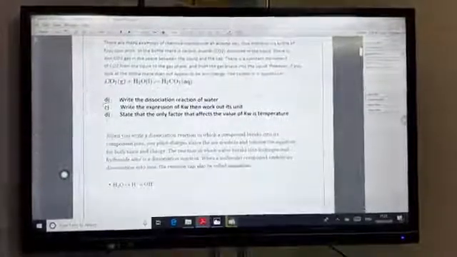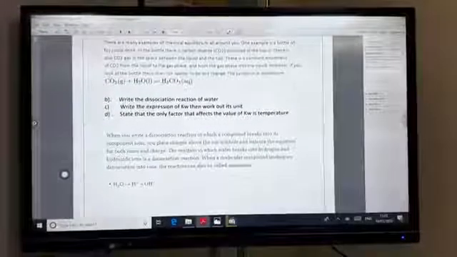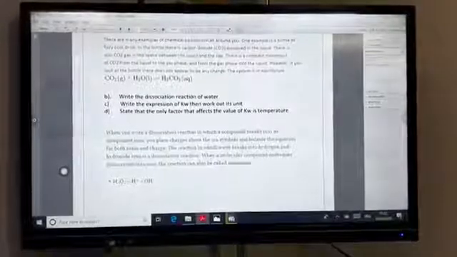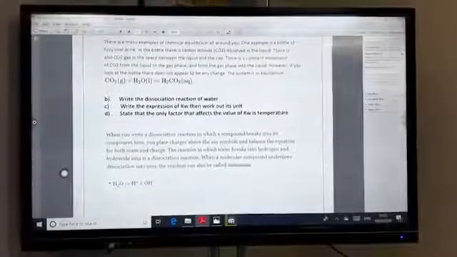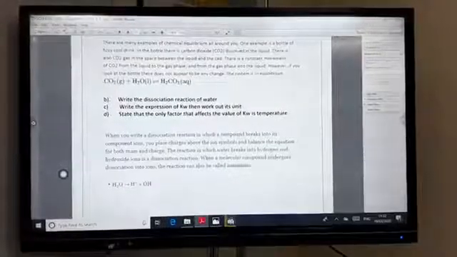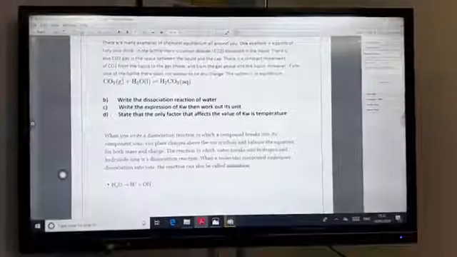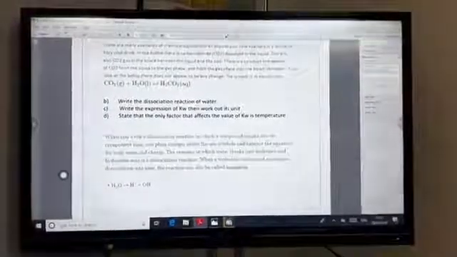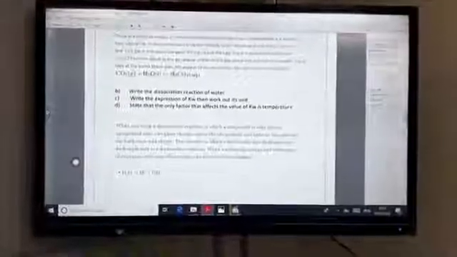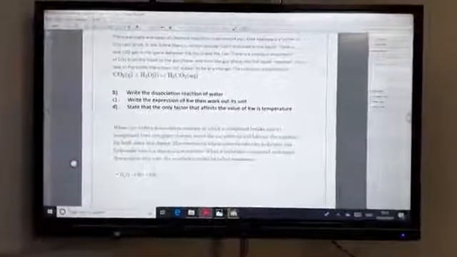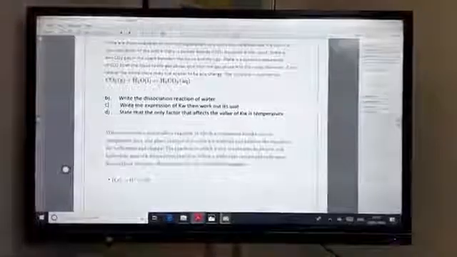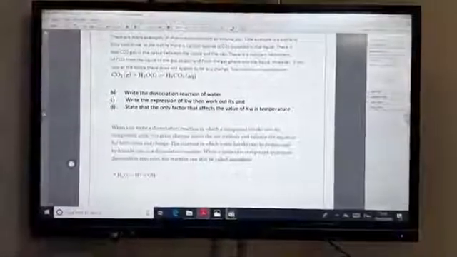Now the next, B, C and D, we have three objectives. The first one is write the dissociation reaction of water. Then write the expression of Kw. Kw, actually, we call K for constant and W for water. Then work out its unit. State that the only factor that affects the value of Kw is temperature.